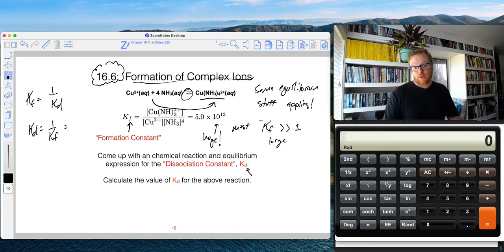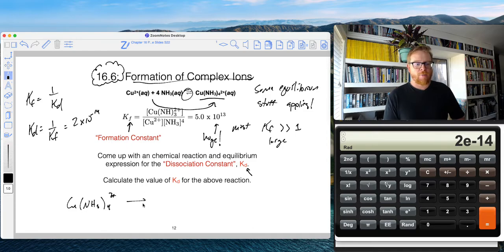And I can calculate that over here, right? That's going to be 1 divided by 5 times 10 to the 13. So 1 divided by 5e13. And of course, it's a really small number. So Kd is 2 times 10 to the minus 14. And if we wrote a reaction for this, it would just be the opposite reaction here, where now my complex ion is dissociating into the free copper and 4 ammonias.